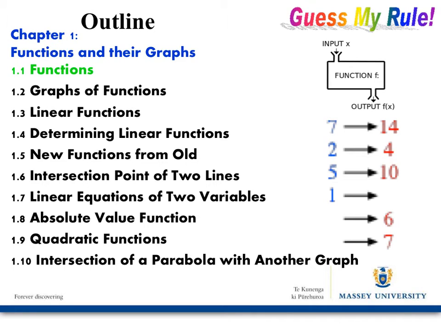I don't know if you ever remember playing Guess My Rule in school, but that's the main idea of a function. If you put 7 into a machine and 14 comes out, and 2 in and 4 comes out, 5 in, 10 comes out. If you put 1 in, what do you expect to come out? Or what would you expect to put in to get 6 out? And what would you put in to get a 7 out? That machine there is a function. So that's what we're going to be looking at in this section.